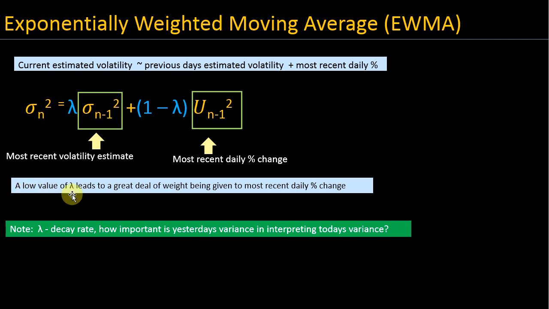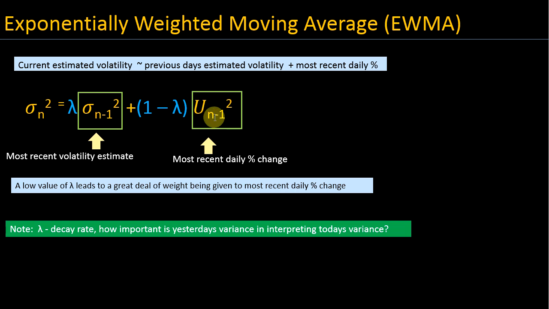A lower value of lambda leads to a great deal of weight being given to the most recent daily percentage change. So for example, if your lambda is very small, let's say 0.1, what that means is you're giving a 90% weighting to your most recent price changes and you're only giving 10% weighting to your most recent volatility estimate. In other words, you're allowing your model to be more flexible towards daily price changes.